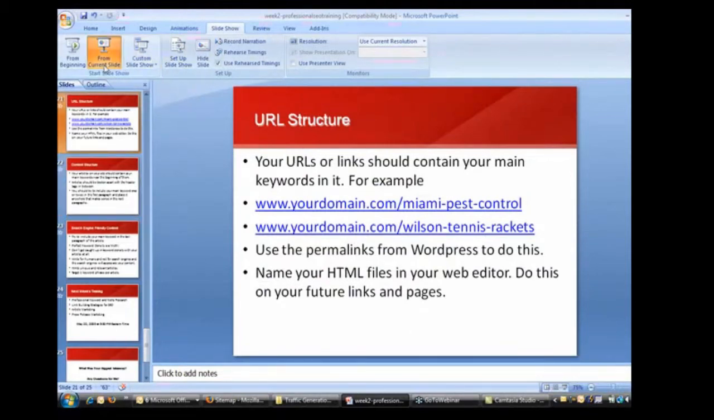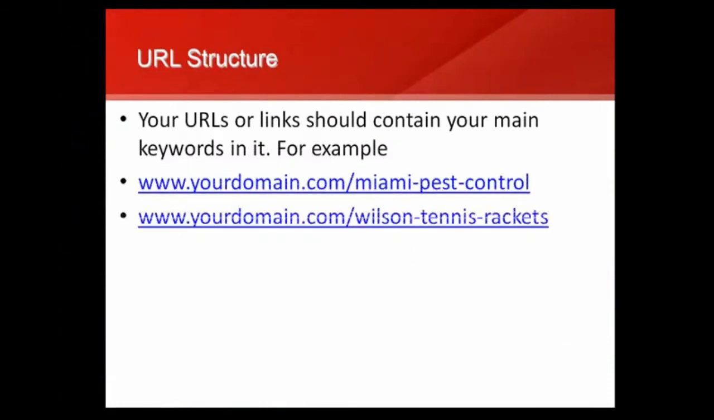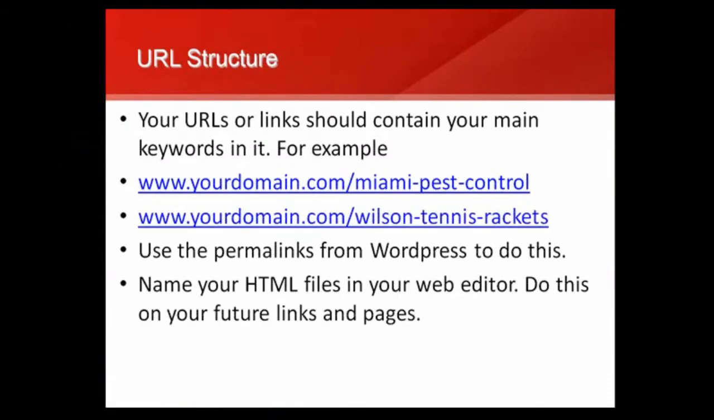Okay, so the next thing you do here is you want to make sure that you have your keyword phrase separated by the dash. And if you have WordPress, you want to use the permalinks from WordPress to do this. You also want to name your HTML files in your web editor, and you want to do this on your future pages. So if you're using, let's say, FrontPage, for example, you go to File, Save As, because that's how you save your pages when you create them. Just save it as Miami-pest-control, your keyword here, you get the idea.